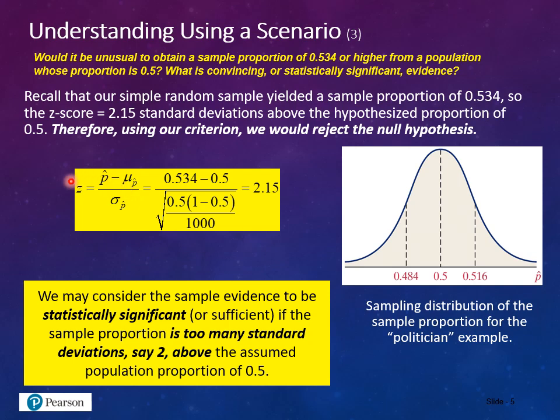We can calculate our z-score, which is our p̂, given in the problem, 0.534, the proportion of the sample, minus the mean, all over our standard deviation, which we just calculated. And so we get a z-score of 2.15.